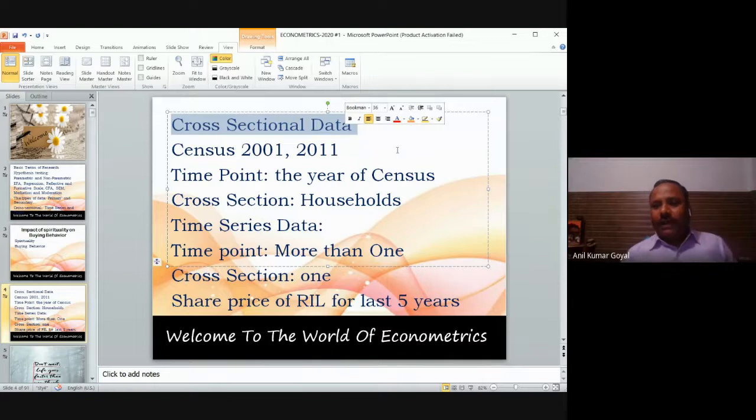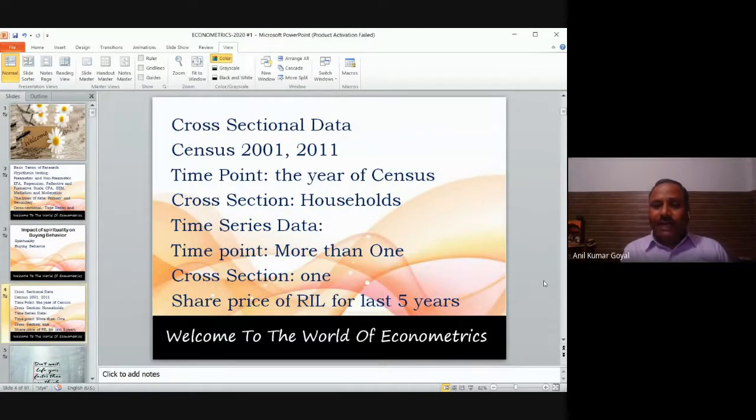Anybody who is working on time series or panel data in our batch? Nobody is working on time series or panel data. Any student of finance, who is working on finance data or economics data? Everybody is working on cross-sectional data. Hello, nobody is there. Okay, Prakhar, you are working, but you are in the library, so you cannot discuss, I think.